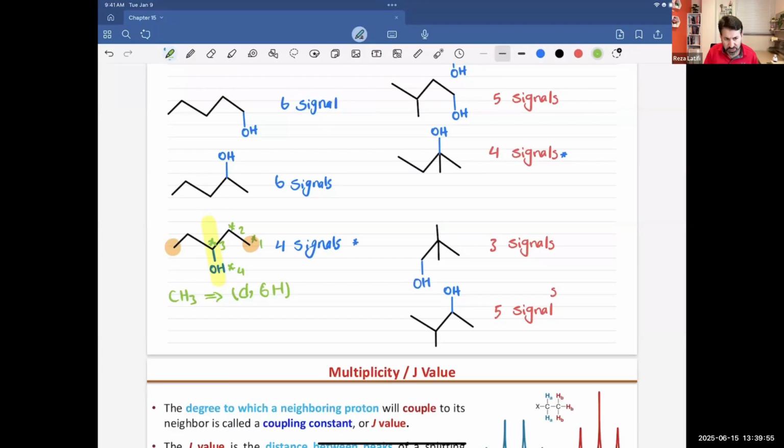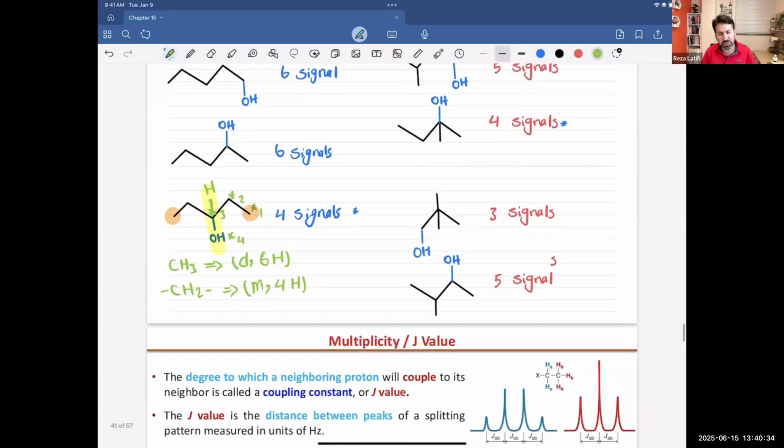And how about CH2? The CH2 will get split by the methyl and the hydrogen that we have here. So for the CH2, we will get a doublet, and then those doublets will be split into a quartet, so you get a quartet and a quartet. Each peak will be split into 2, and so we get a multiplet. And the area is 4 hydrogens.